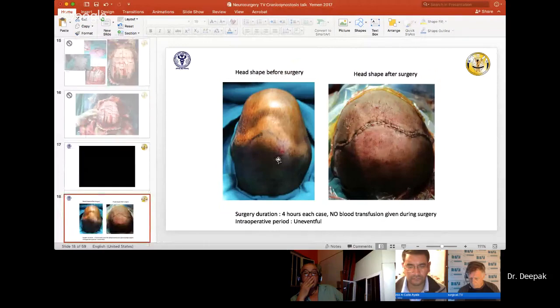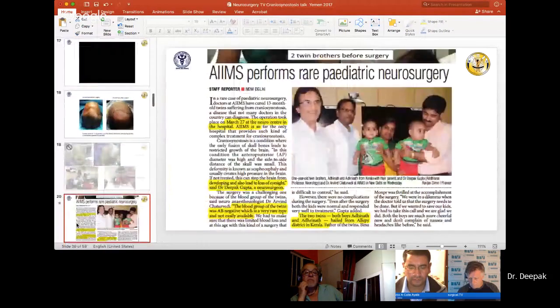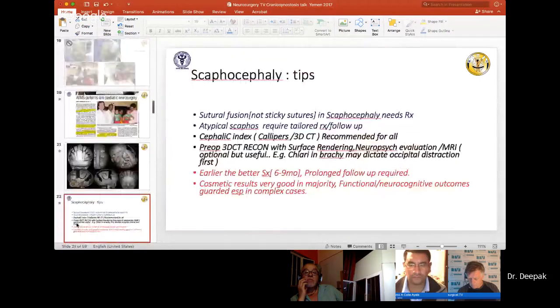You can see the large head before and the nice head shape after the surgery. All right. So basically, I would say that in scaphocephaly, one needs to distinguish between sticky sutures and the sutural fusion, which can be easily done based on the CT scan or the X-ray imaging. Atypical scaphos require tailored treatment and follow-ups.